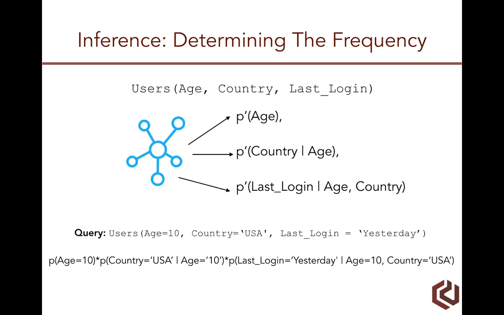Once you get these types of approximations of the original conditional distributions, you simply have to take the product of all of them to be able to evaluate a certain frequency. For example, I might have a query where I want to know how many users have age 10, country USA, and logged in yesterday. I simply have to take each one of my components and fill this in. I need the probability of age 10 and the probability of country USA given age 10, and so on and so forth. And when I take that product, it gives me an approximation of the probability of that query.